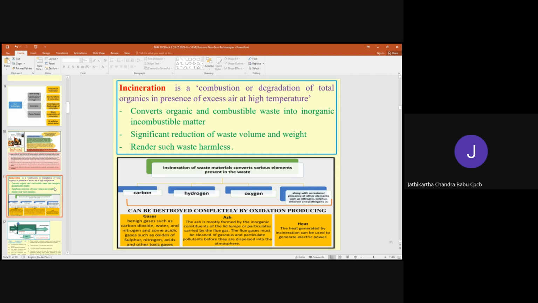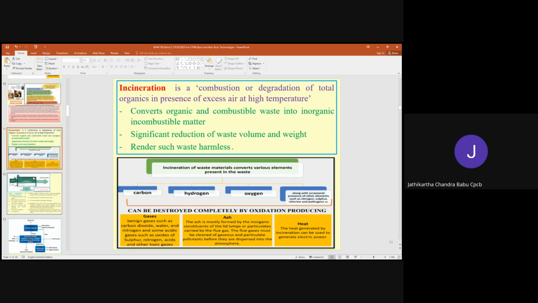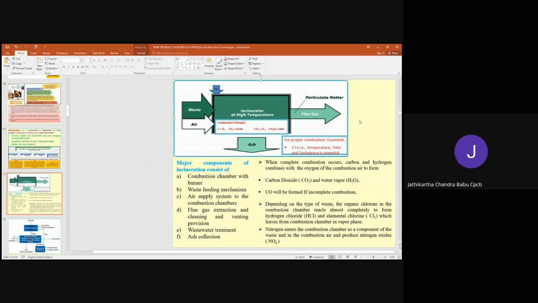Now, as you all know, waste material is nothing but carbon content. In the presence of oxygen, we have to convert and destroy this waste completely by oxidation. In the process, we generate gases such as carbon dioxide, water, and nitrogen, and some other gases such as oxides of sulfur, nitrogen, acids, and other toxic gases are generated in the process of incineration of the waste. Also, as I already told you, we generate some ash, and heat is also generated. Generally, heat is not recovered in the common biomedical waste facilities, and that is actually ignored.